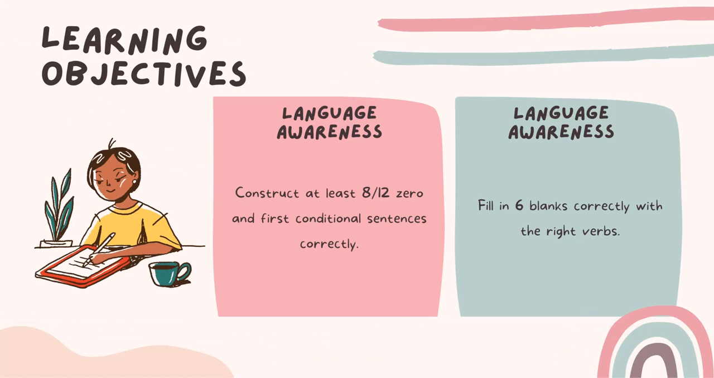Today we are going to do a language awareness exercise. So these are our learning objectives. The first one is, at the end of the lesson, you should be able to construct at least 8 out of 12 zero and first conditional sentences correctly. The next one, you should be able to fill in 6 blanks correctly with the right verbs. So are you ready? Let's head into our lesson.